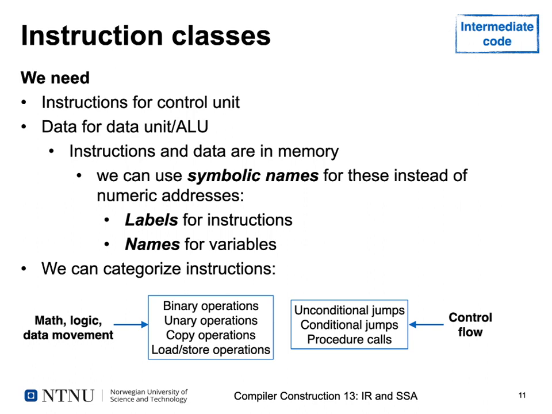So for instructions, if we need to refer to the address of an instruction, for example, as a target of a branch instruction, we call these symbolic names labels here, whereas for variables, they're just variable names. And accordingly, we can categorize our instructions in our intermediate representation now. So we have mathematical, logic, and data movement instructions here, like binary and unary operations, copy operations, and load store operations. So these are mostly concerned with operations in the data path. And we have control flow operations like conditional, unconditional jumps, and maybe procedure calls in our intermediate representation.